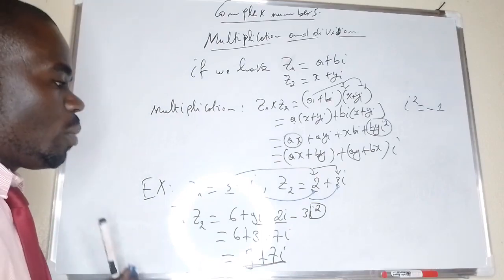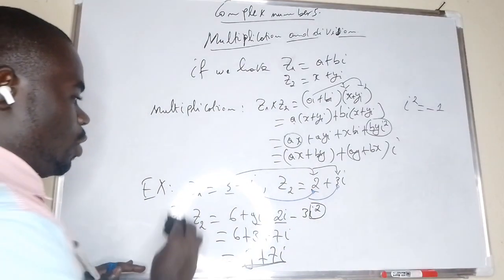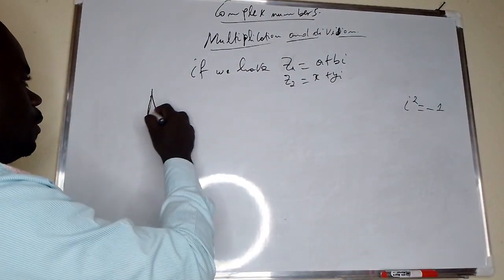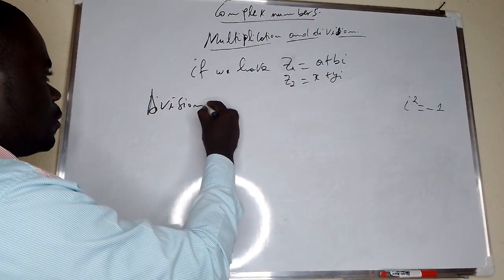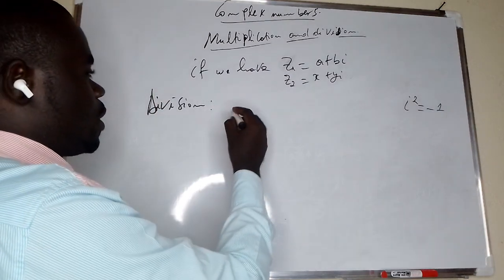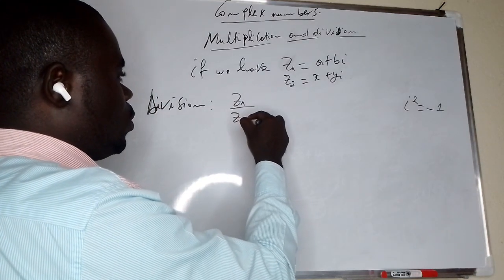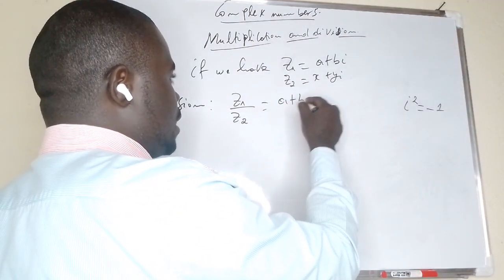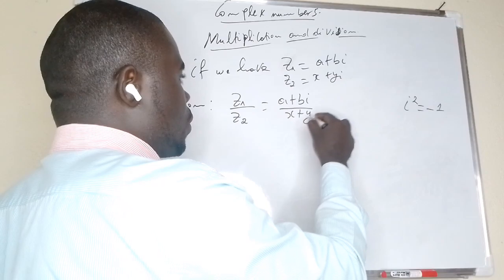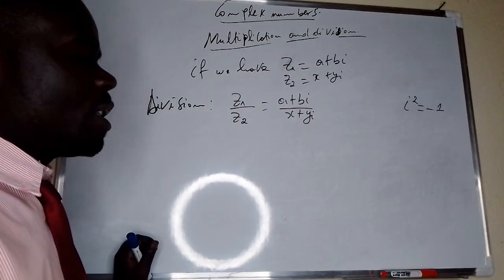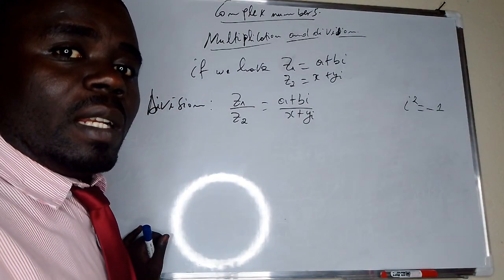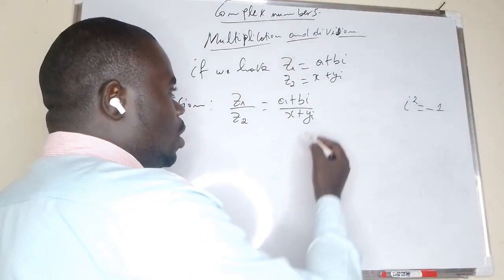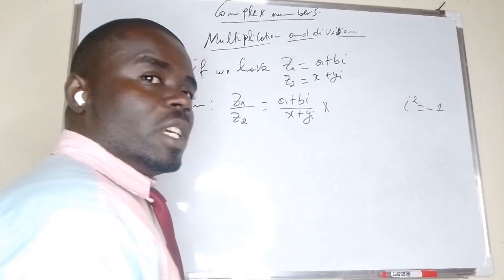What about addition? What about division? For division, we will need to take z1 over z2 or z2 over z1, which is equal to a plus bi over x plus yi. So after writing like this, normally we need to put this in standard form. So when we need to put this in standard form, we need to multiply by the conjugate of the denominator.